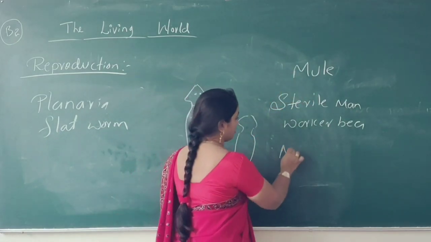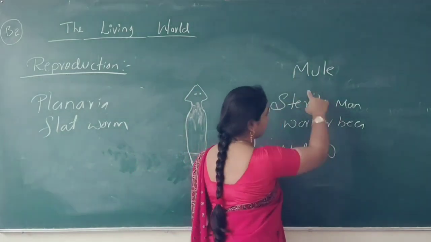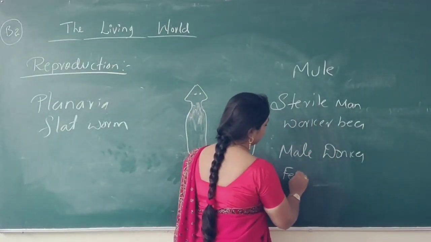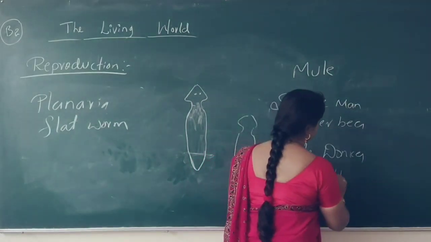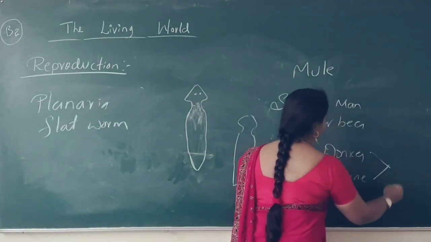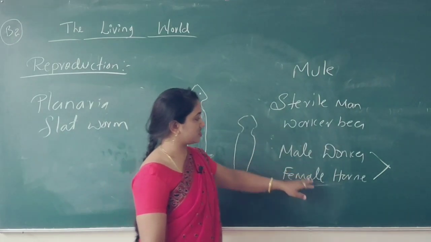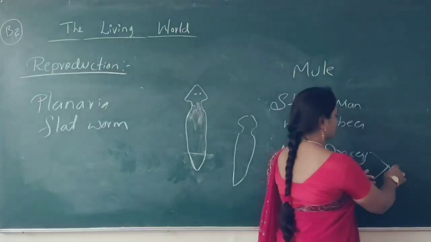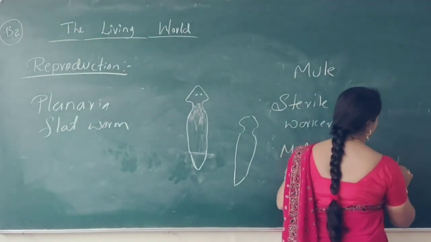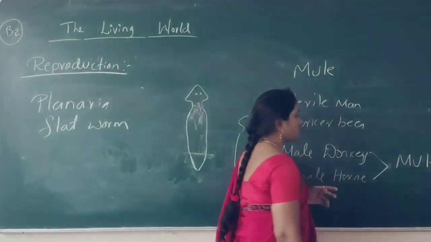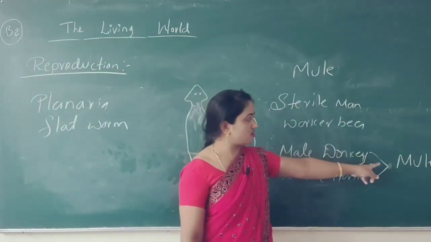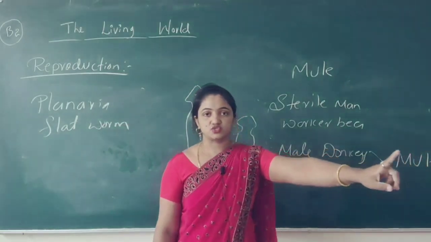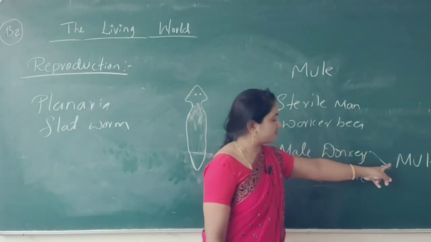What is a mule? Mule is a hybrid of a male donkey and a female horse. If they cross a male donkey and a female horse, the resulting animal is known as a mule. It cannot further fertilize, it cannot further give rise to any new young one.